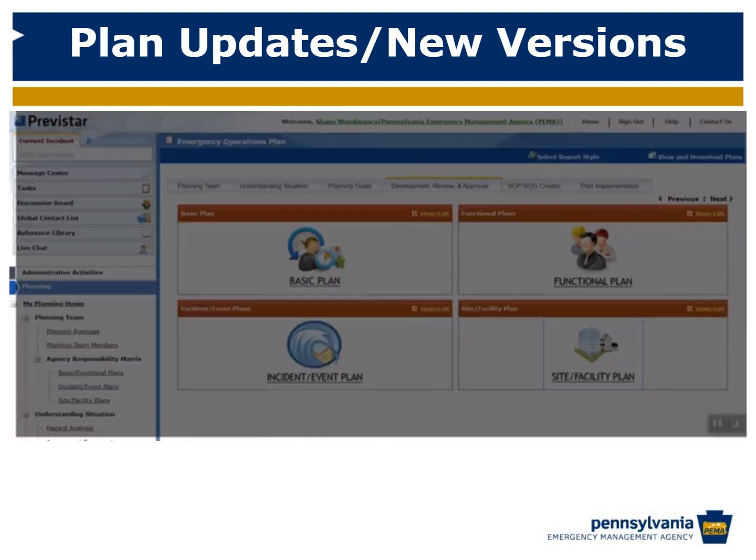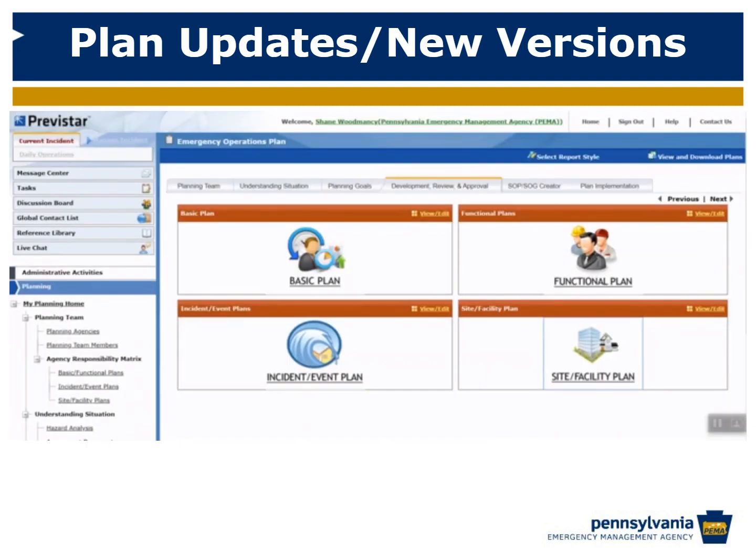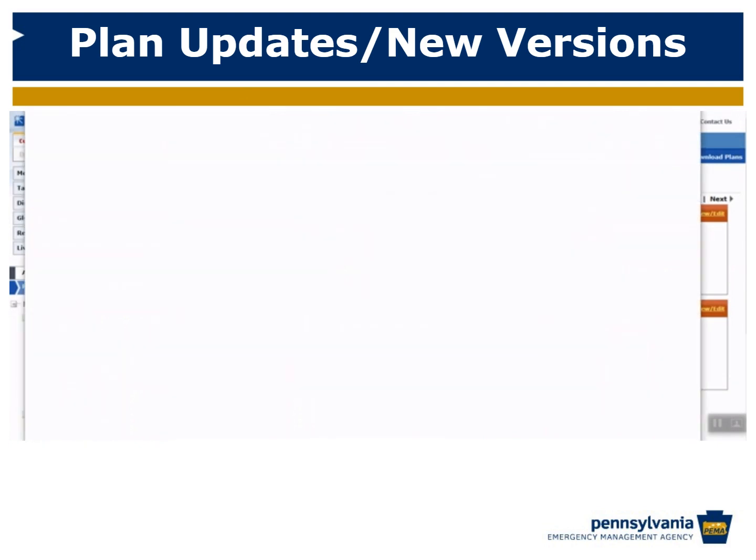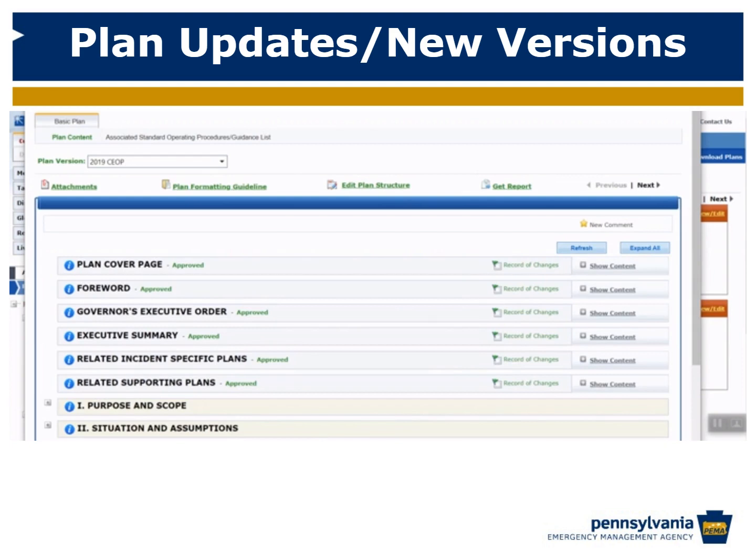So that's how we go over the add new version for the functional plans, site facility plans, and incident event plans. For our basic plan, and this only applies to county and municipal government or state agencies because they're the only ones that have access to the basic plan, all others will do the add new version the way that we showed. This does take a while for these plans to open, sometimes because of all the information that's there.